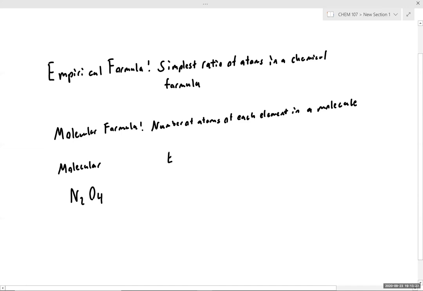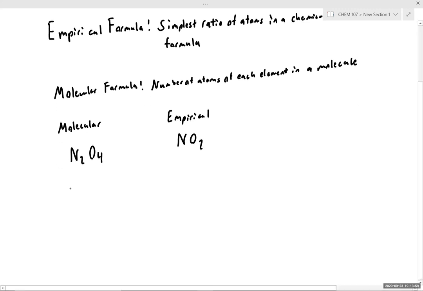So for example, if our molecular formula was N2O4, our empirical formula, which is the simplest ratio of atoms, what would the empirical formula be in this case? Is there a simpler ratio of atoms? NO2. Yep. So we get NO2 as our empirical formula. Exactly right. So the empirical formula is the simplest ratio of atoms in a chemical formula.